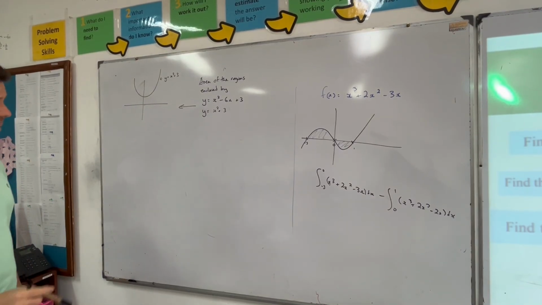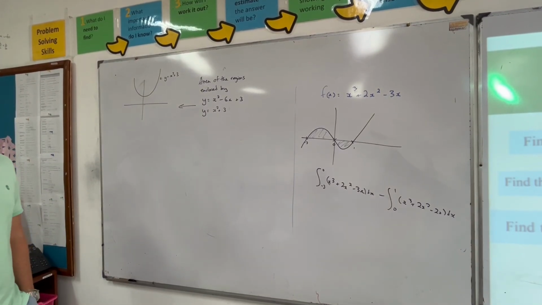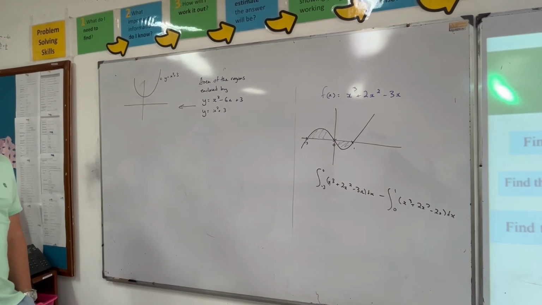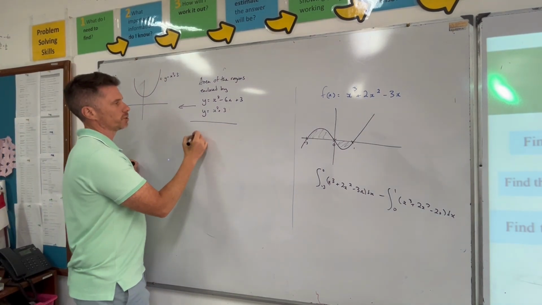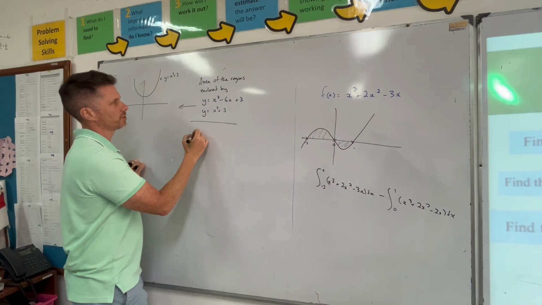The other one then. They share 3 intersections. Do we have those 3 intersections? X is 0, x is 3. Equal them to each other. So we're going to equal them, see where they're going to meet. Okay, that's a good idea.